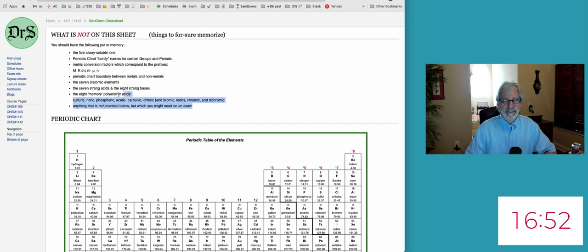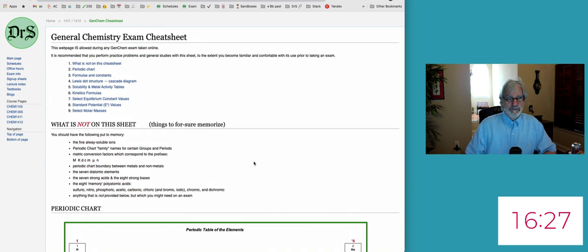Also, I do have a section here about what's not on this cheat sheet, just in case you're wondering. So if you're looking for one of these items, don't look on the cheat sheet. It ain't here. I don't have you memorize much for this course. I do have you memorize a few things. And by the way, this is not much memory for an entire course, but I do want you to know a few things.